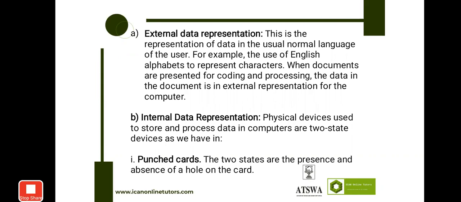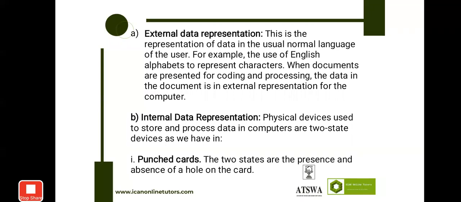So here, when I'm looking at the external aspect, which is the normal language of the user, you want to type in Okon is a boy. So externally, it is Okon is a boy. This is what the user can actually understand.